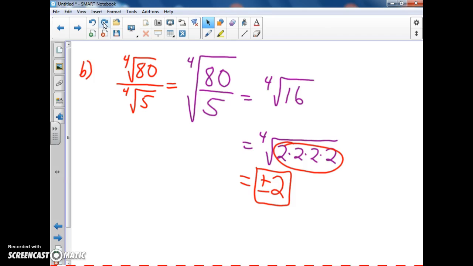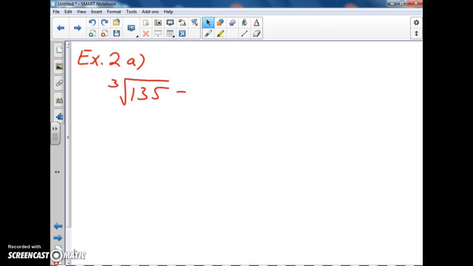Is it plus or minus? It's not even root, plus or minus. You got it. Next, 5 times what? 27. And what goes into 27? 3 times 3 times 3. So that's what you're going to see: the cube root of 5 times 27, with 27 as 3 times 3 times 3.